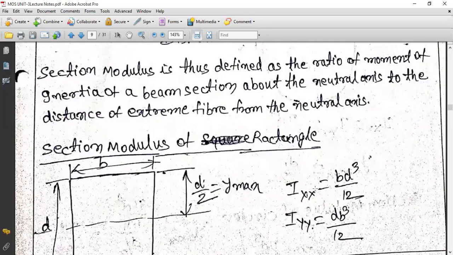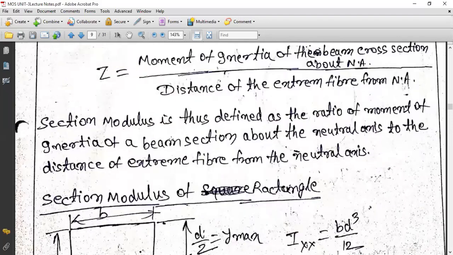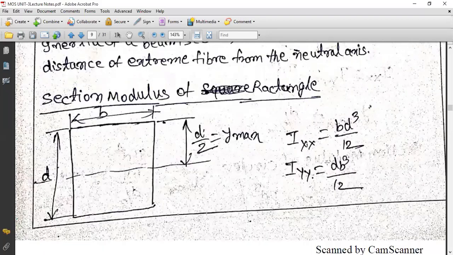So this I upon y maximum is the section modulus. Okay, here is an example. Section modulus is defined as the ratio of the moment of inertia of a beam section about the neutral axis to the distance of the extreme fiber from the neutral axis.